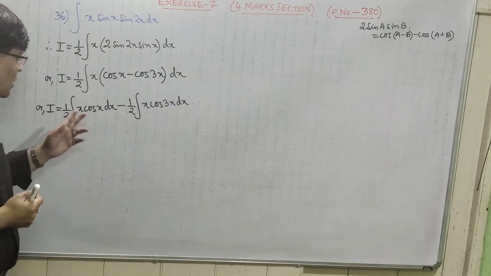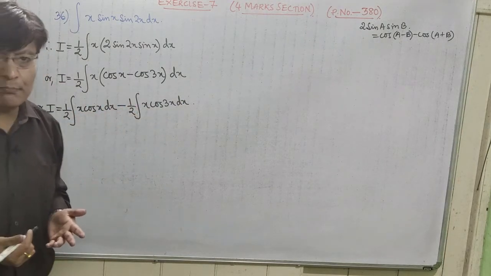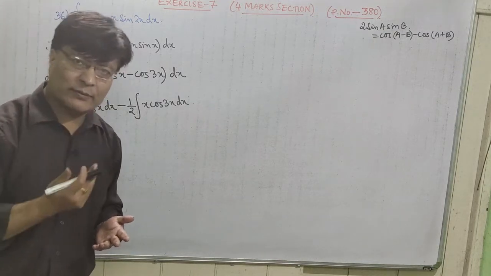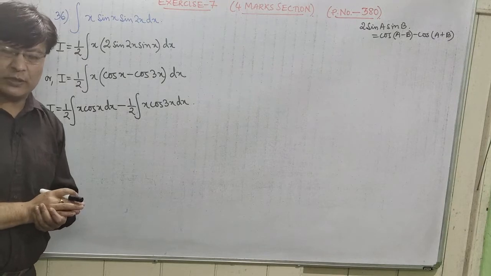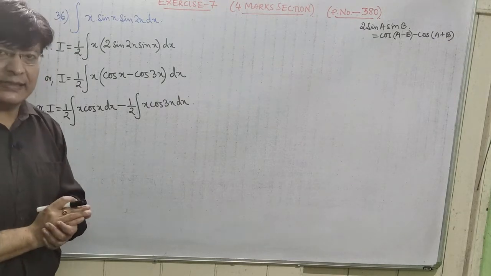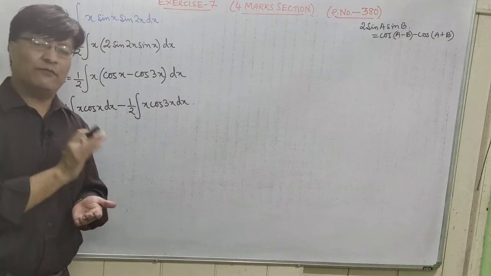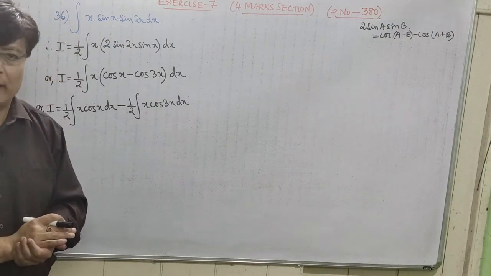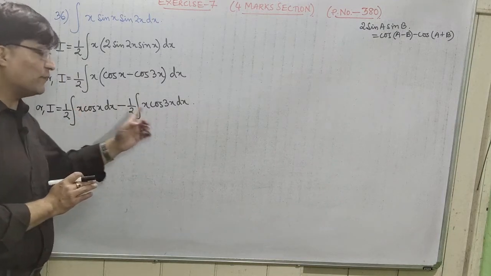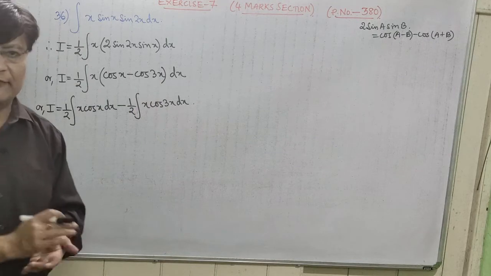Okay. Now for both these integrations, you have to use integration by parts. So one of the functions is an algebraic function and the other function is a trigonometric function. So A and T functions are there, algebraic A and trigonometric T. So A comes first in the word LIATE or ILATE. So here x is the first function and cos x or cos 3x is the second function.